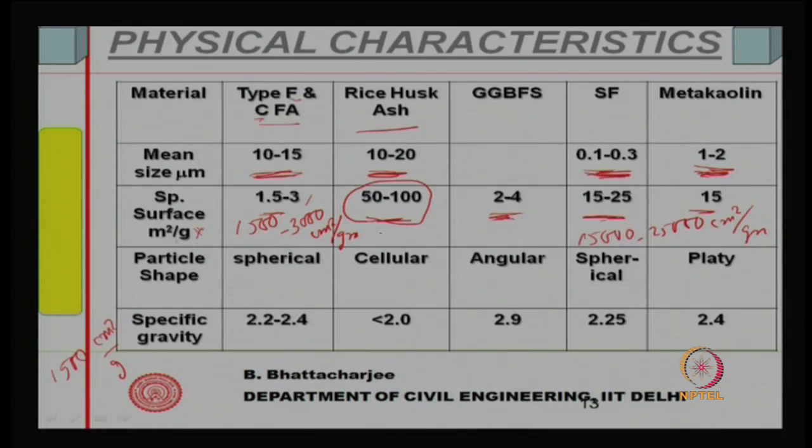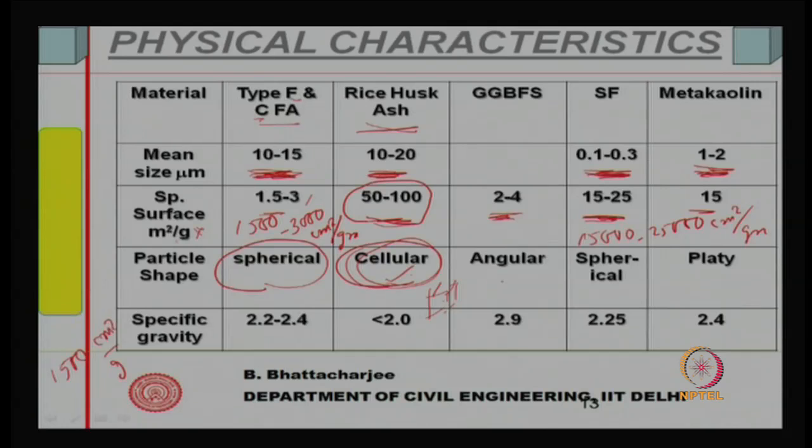So, specific surface is much higher in the case of silica fume, even metakaolin and rice husk ash, whereas fly ash has low specific surface because the mean particle size here is large. But there is a reason why rice husk ash has a very large surface area: it has a cellular structure, a cell-like structure, something like this. I think I have some diagram, whereas these are spherical particles.